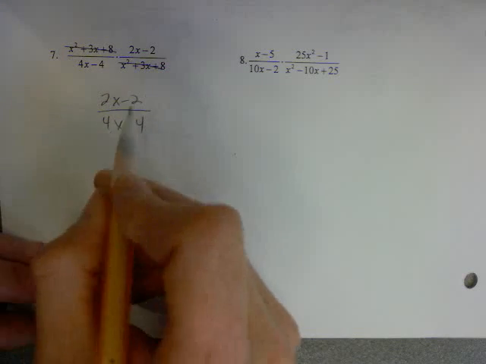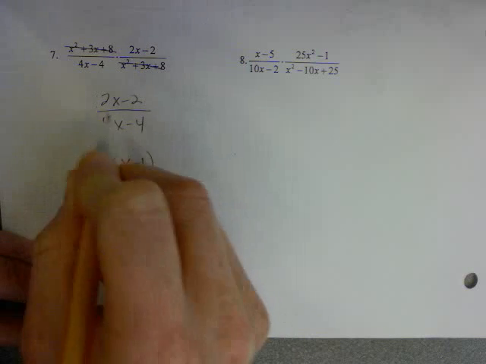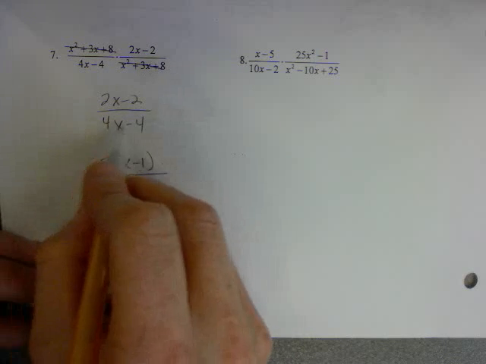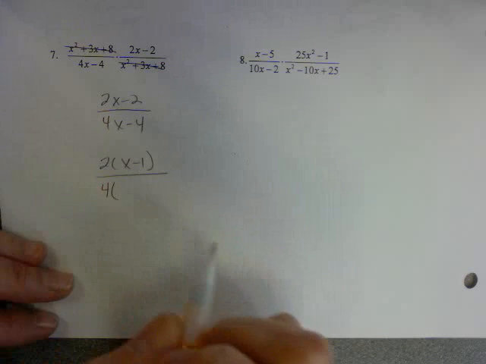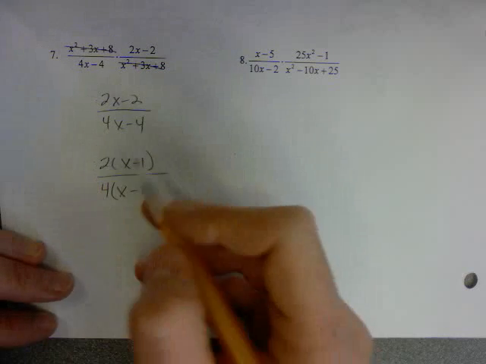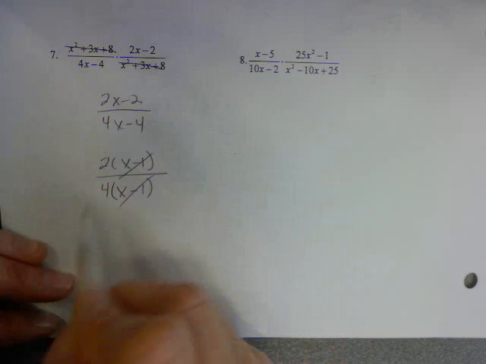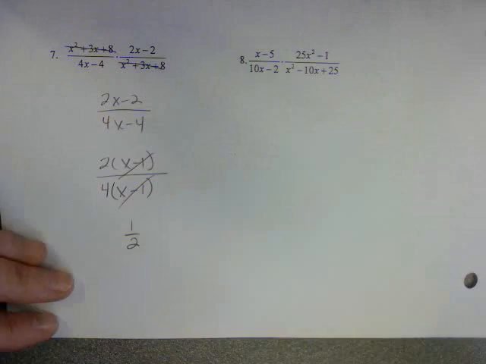We can take out a 2 in the numerator, and we have left x minus 1, the GCF is 2. Take out the GCF out of the denominator, which is 4, because 4 goes into both of those expressions. So we're left with an x minus 1. The x minus 1's cancel. We're left with 2/4, which reduces down to 1 over 2.